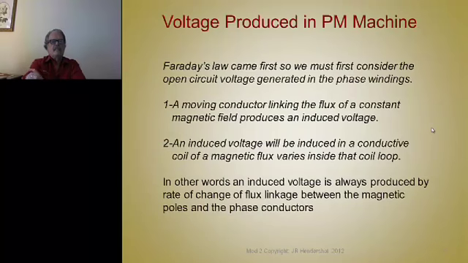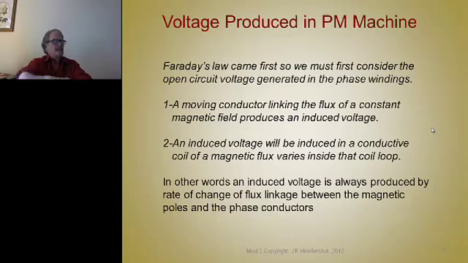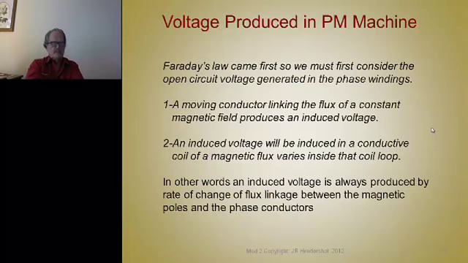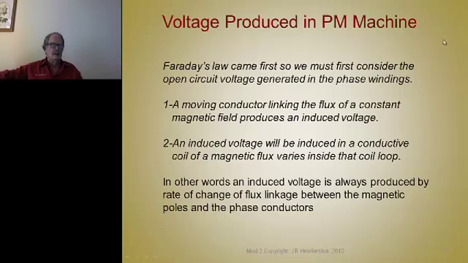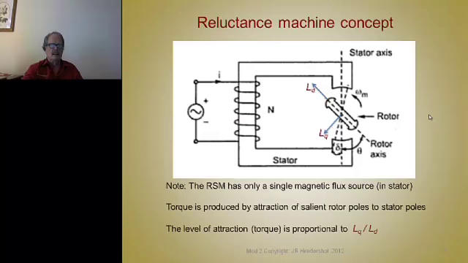Now, Faraday's law came first, and he concentrated on generators. So there's a definite relationship between the voltage produced and the torque produced of a PM machine. That's very, very useful, because in Newton meter and radians per second units, it's the exact same number. The torque per amp in Newton meters equals the volt seconds per radian of the voltage constant. That is all based on Faraday's law, and it works out that way for those machines.